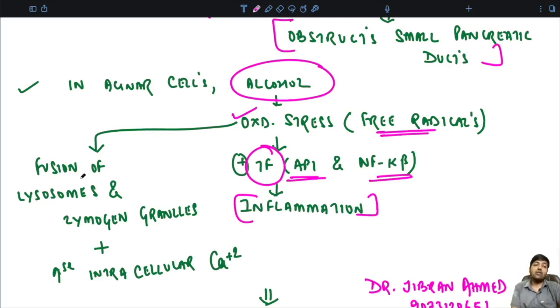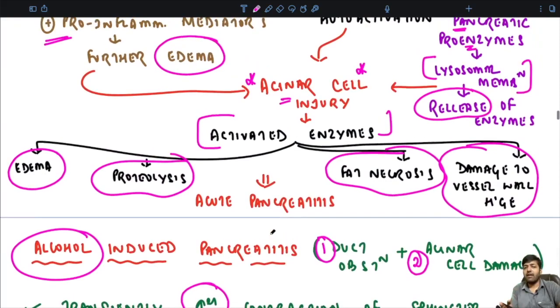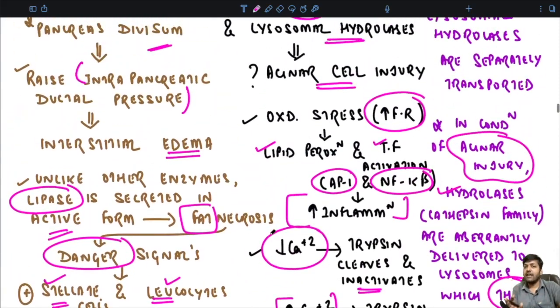Not only that, alcohol also facilitates the fusion of lysosomes and zymogen granules, that is the pancreatic proenzymes. Once they combine with each other, lysosomal hydrolases will activate these pancreatic proenzymes, and these proenzymes will digest the lysosomal membranes. They will come out and cause pancreatic autodigestion. Not only that, alcohol also increases the intracellular calcium level. All these things will ultimately activate trypsin, which will convert the pancreatic proenzymes into the activated enzymes. Okay, so I hope this point is clear to everyone. Alcohol is acting in all these ways that we have already discussed before.